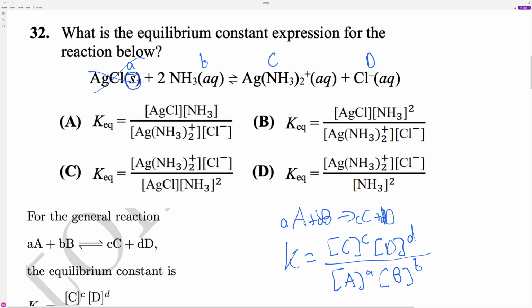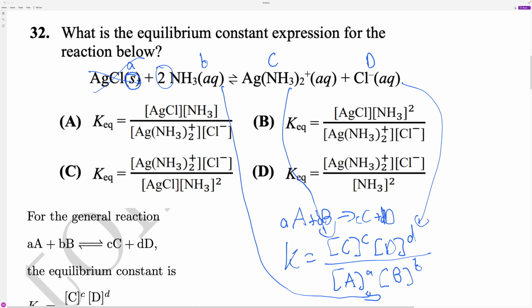Now, all we do is plug in this to our numerator here, this to our denominator, numerator again, this to our denominator, and this to the power of 2. So doing all that, we just plug that in, see which form matches that, and that's going to be D. If you notice, this is C, this is D, they're both raised to the power of 1, and this is B raised to the power of its coefficient 2.